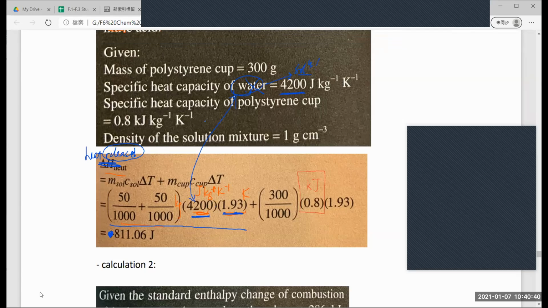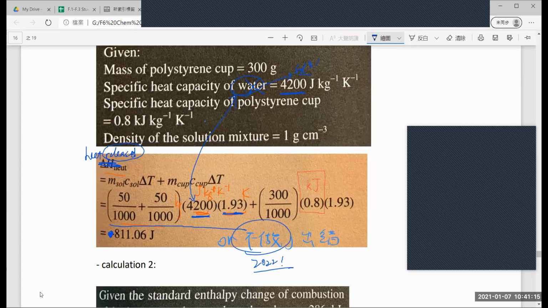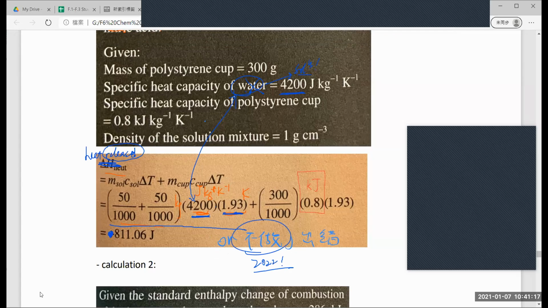But if I did not specify anything here, they just give you this, but not the specific heat capacity of the solution. What should I do in DSE? Yes, you are going to make it as an assumption. Now you are going to assume the specific capacity of the solution equals that of water. So this is one way.